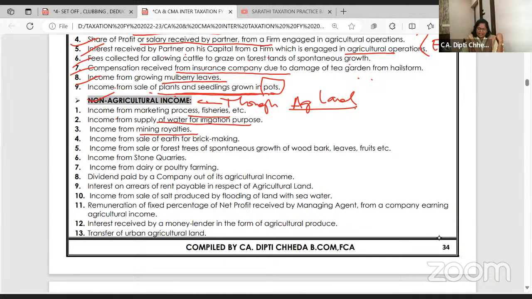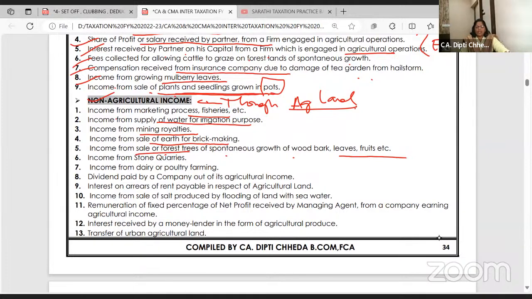Income from mining, sale of earth, brick making. When we go in trains and all, we see that where quality good mud is available, they start making bricks over there. It's actually agricultural land. Is that agricultural activity? Answer is no.